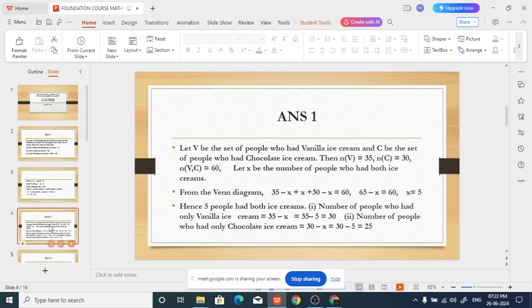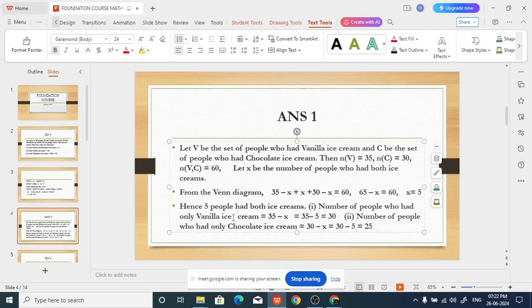Hence, 5 people had both ice creams. Number 1, the number of people who had only vanilla ice cream is equal to 35 minus x, which is 35 minus 5, equal to 30. Number 2, the number of people who had only chocolate ice cream is equal to 30 minus x, which is 30 minus 5, equal to 25. Okay, like this they will ask some questions.